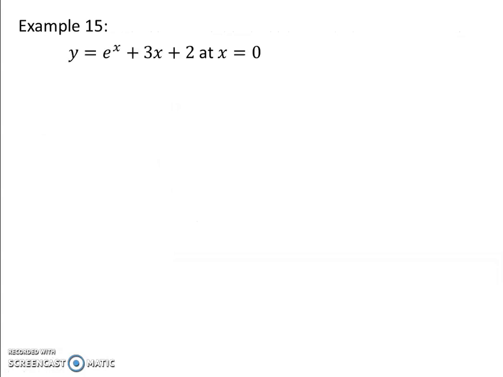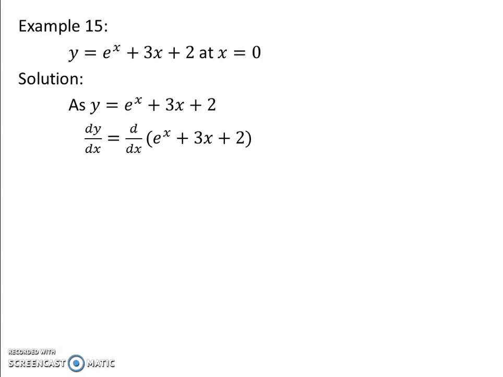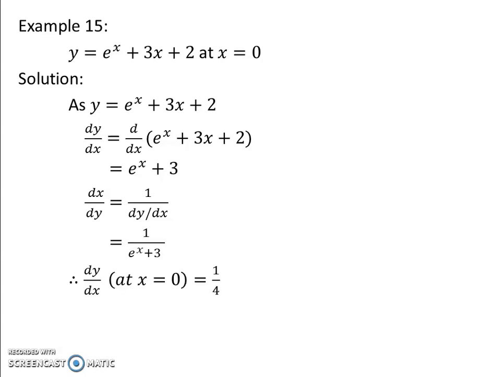Next example, y equal to e raised to x plus 3x plus 2 at x equal to 0. So again differentiating with respect to x, we get d by dx of e raised to x plus 3x plus 2. Using the addition rule, on differentiation we get e raised to x plus 3. Therefore dx by dy is 1 upon e raised to x plus 3. So at x equal to 0, dx by dy, we have to put 0 in place of x, that will be 1 upon e raised to 0 plus 3, e raised to 0 is 1, that is equal to 1 by 4.